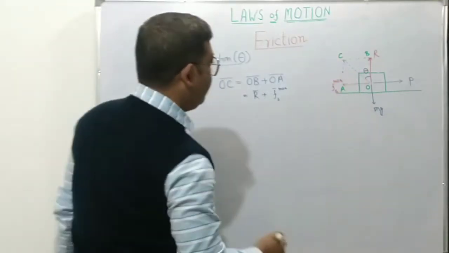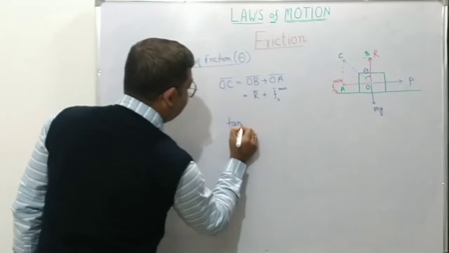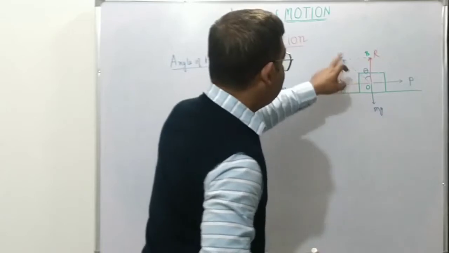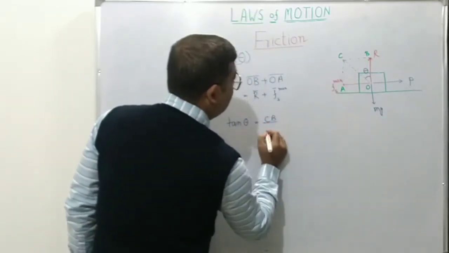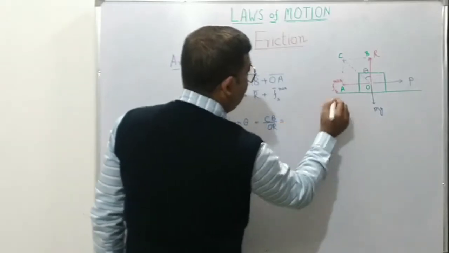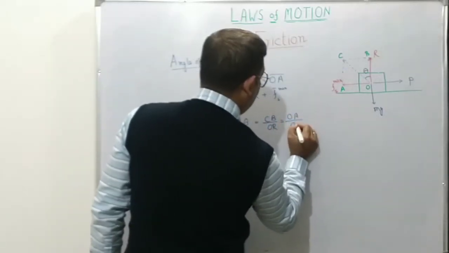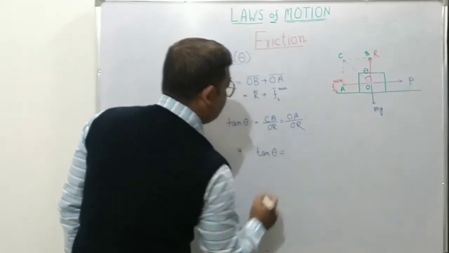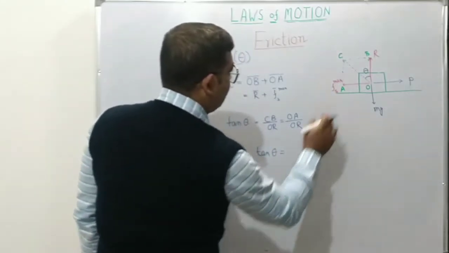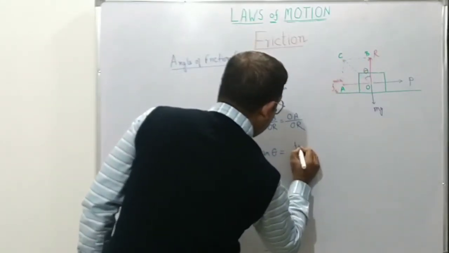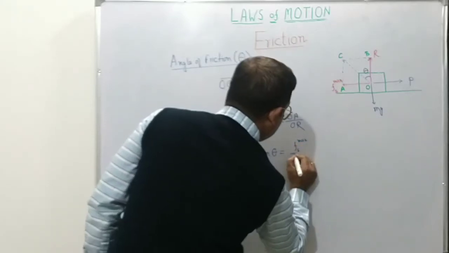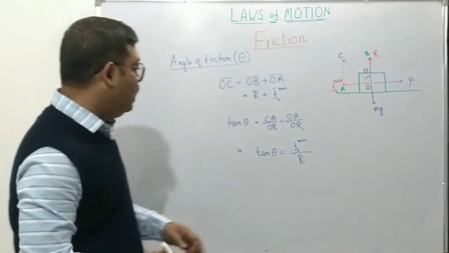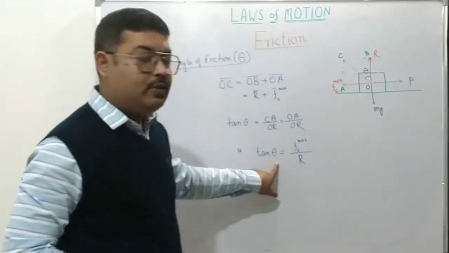Now if you look at the diagram, we can clearly say that tan theta is equal to perpendicular by base, that is CB by OB, that is OA by OB. That is to say, tan theta equals Fs max by R. Clear?